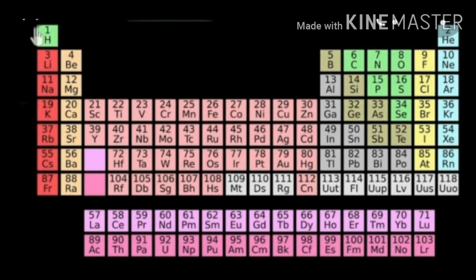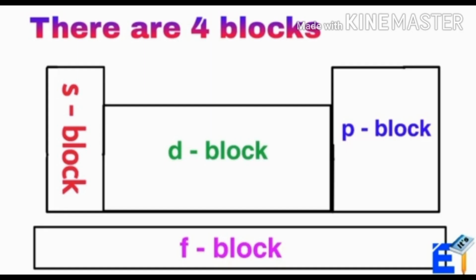Clearly, we have learned what groups and periods are. The next thing we need to know is the classification of the periodic table. This periodic table is classified into 4 blocks. The first is the S block, the second is the P block, the third is the D block and the fourth is the F block. Let us see how these are classified.